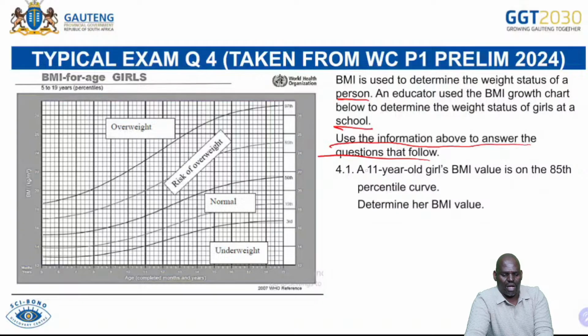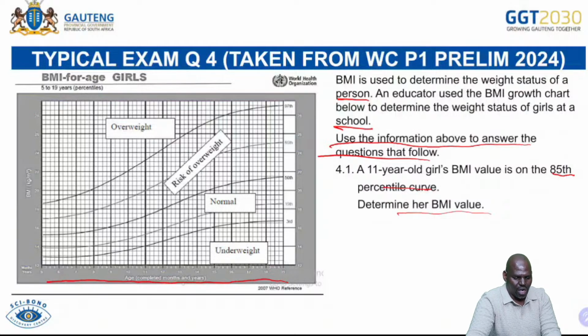Then for 4.1, they say an 11-year-old girl's BMI value is on the 85th percentile curve. Determine her BMI value. So you can see that on this graph, what is indicated here is the age, in years and months. You see here there's 6, 7, 8, and so on. Then they say on the 85th percentile, so this is 11, so I can see that 11 years is here, so I must go up until I touch the curve of the 85th percentile.